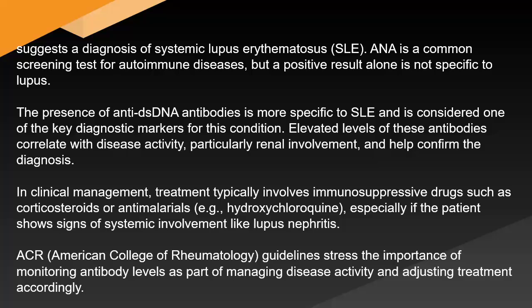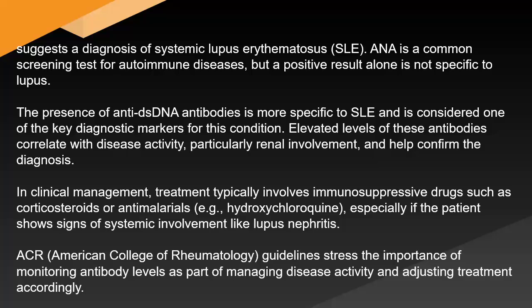ANA is a common screening test for autoimmune diseases, but a positive result alone is not specific to lupus. The presence of DNA antibodies is more specific to SLE and is considered one of the key diagnostic markers for this condition. Elevated levels of these antibodies correlate with disease activity, particularly renal involvement, and help confirm the diagnosis.